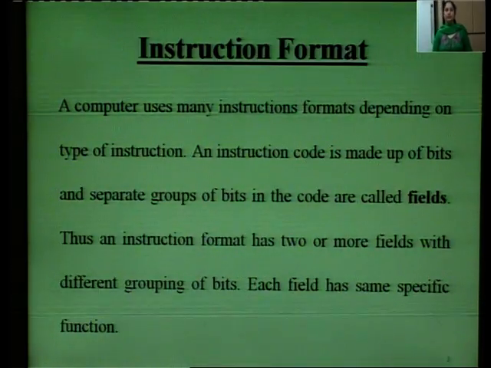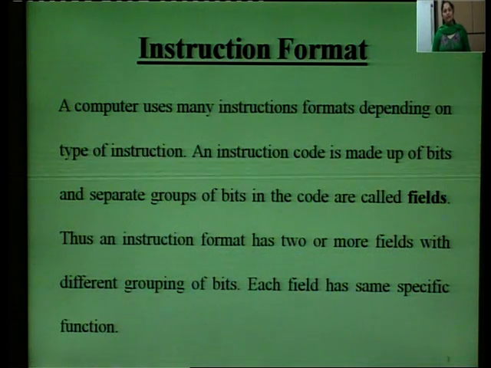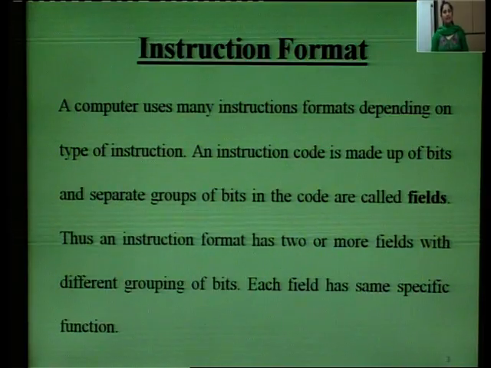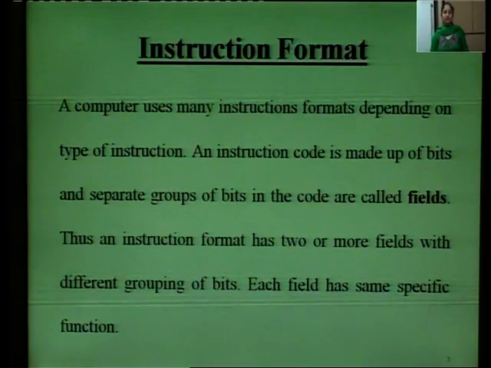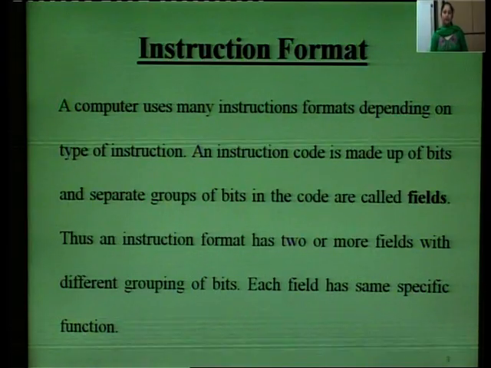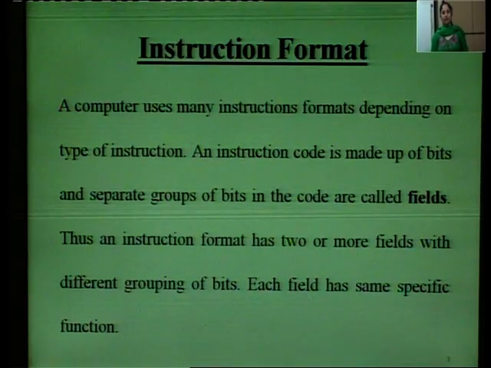First, instruction format. A computer uses many instruction formats depending on type of instruction. An instruction code is made up of bits, and separate groups of bits in the code are called fields. Thus, an instruction format has 2 or more fields with different grouping of bits. Each field has some specific function.